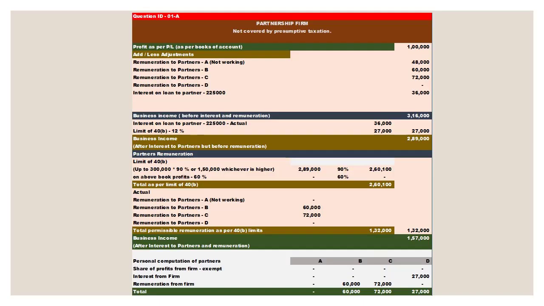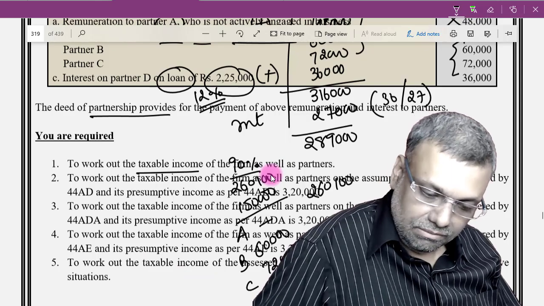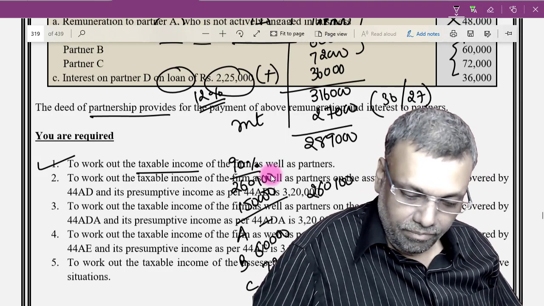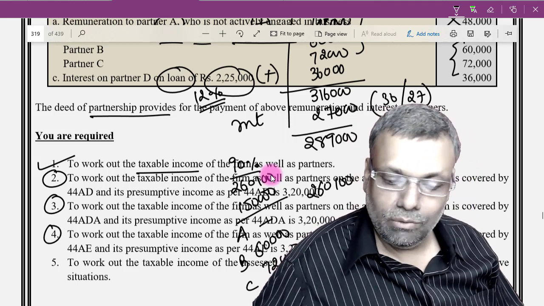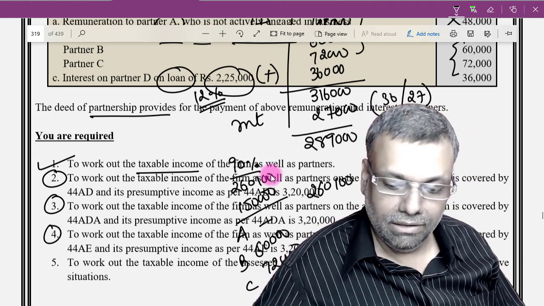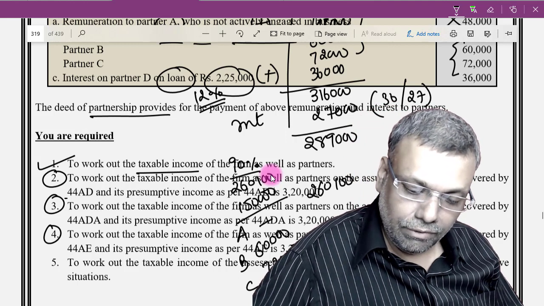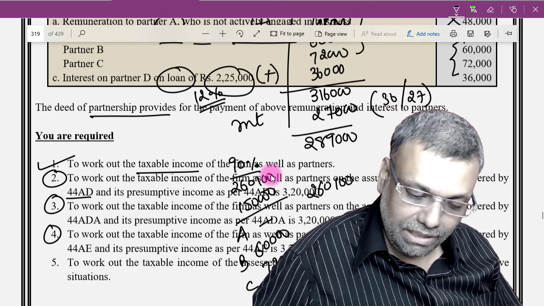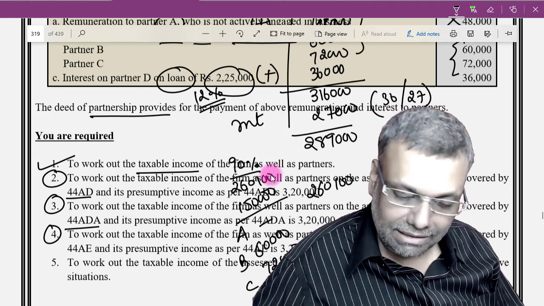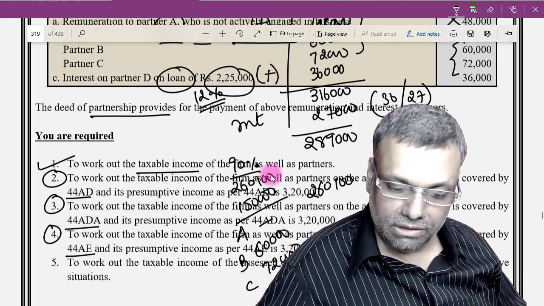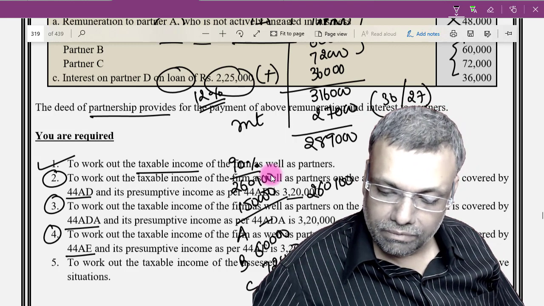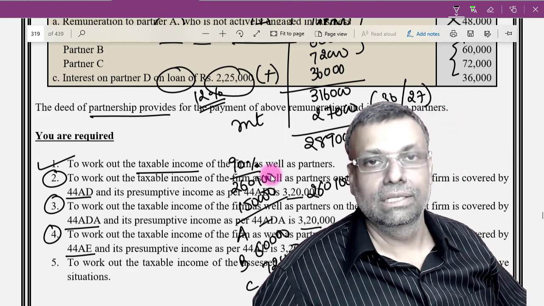Absolutely clear. Okay, now see here. So this is my first situation. Now in the second, third, fourth situation, listen very carefully. You are required to compute the taxable income of the firm and the partner, assuming that section 44AD presumptive taxation is applicable, or 44ADA presumptive taxation, or 44AE presumptive taxation is applicable. In all the three situations, a ready-made figure of income of 3,20,000 has been given to us.